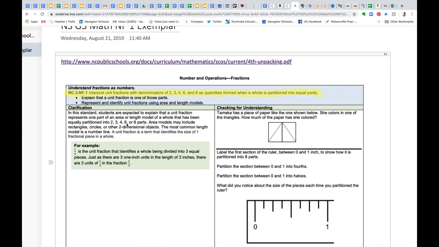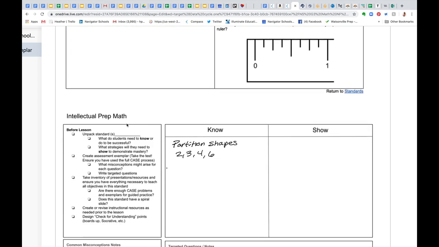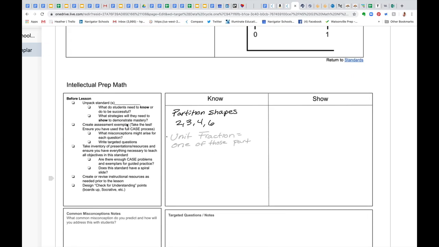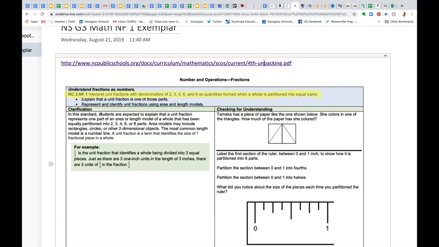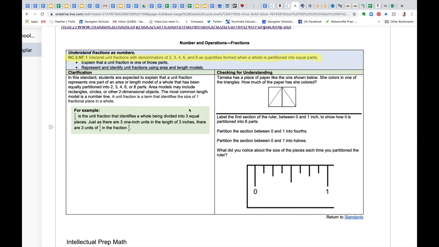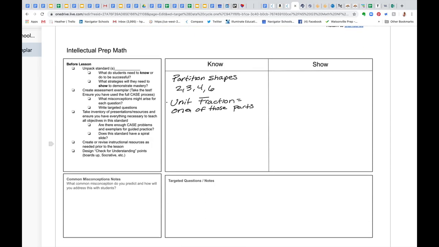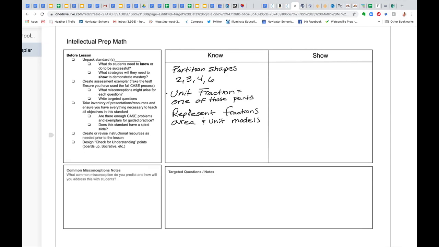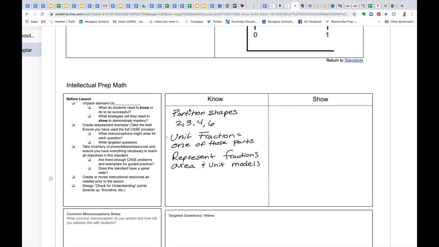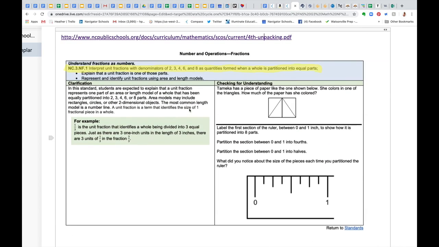It says they need to explain that a unit fraction is one of those parts. Okay, so I'm going to just copy that down here. So they'll have to explain unit fractions. They're also going to have to represent and identify unit fractions using area and length models. So I'm going to make sure that I put that as represent fractions. To make sure I really understand what area and unit fraction models are, I'm going to dig a little bit deeper into this unpacking.